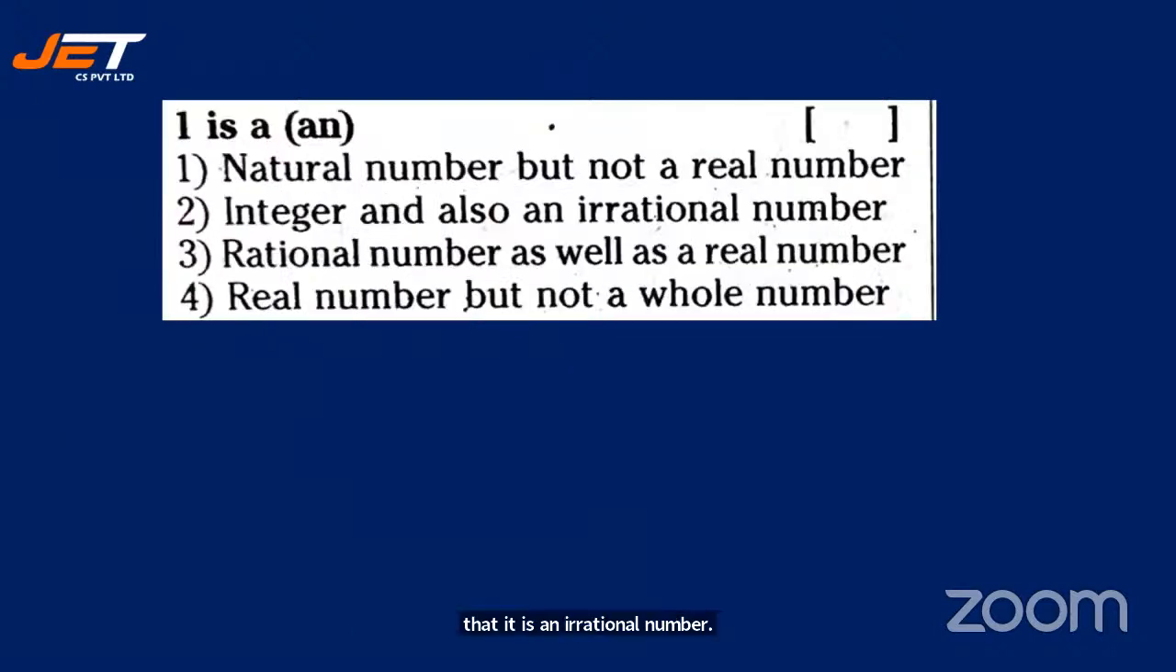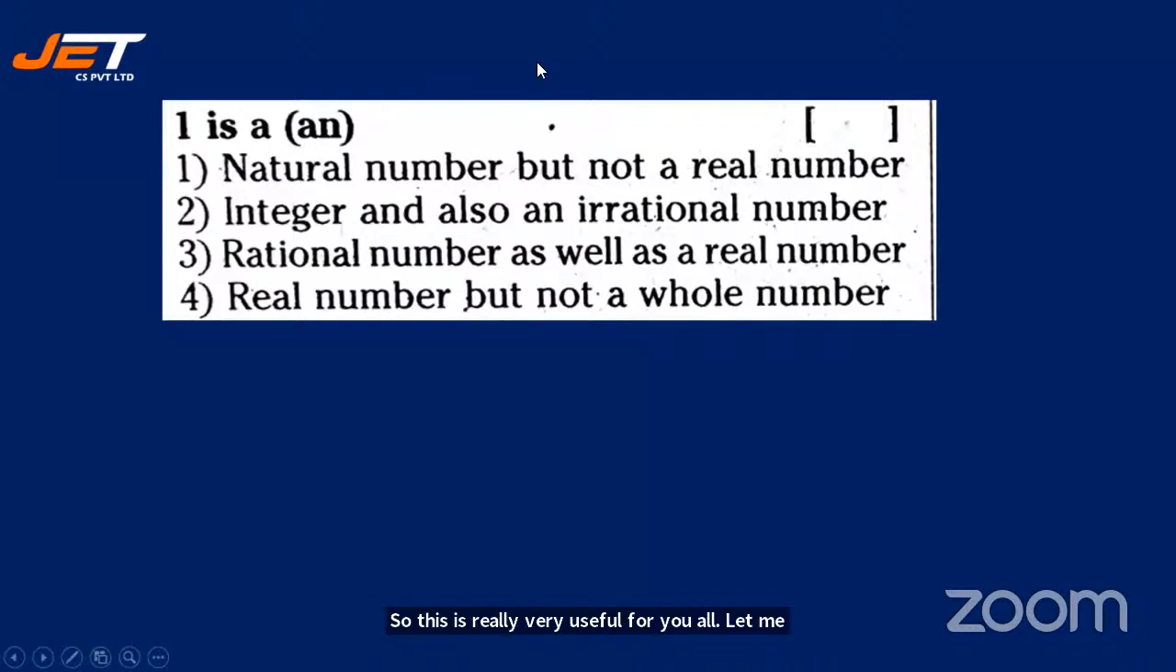1 is a or an dash. Option 1, is it a natural number but not a real number? Option 2, is it an integer and also an irrational number? Option 3, rational number as well as a real number? Or option 4, real number but not a whole number? All right, it's a very important question. Please note it down, mark it out, because all these questions are taken only from past question papers. So this is really very useful revision for you all.